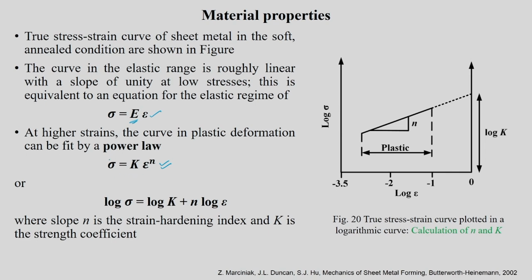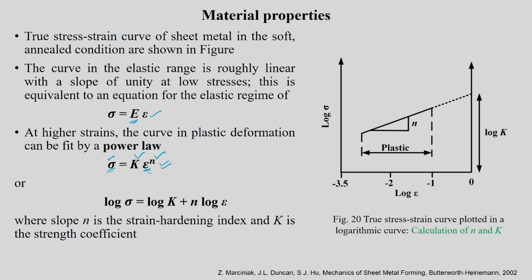So, where sigma is nothing but your true stress, and epsilon is going to be true strain. We have to be careful in this. Again, I am saying sigma means true stress, epsilon means true strain only. Now, this K and n is going to vary depending on the material.